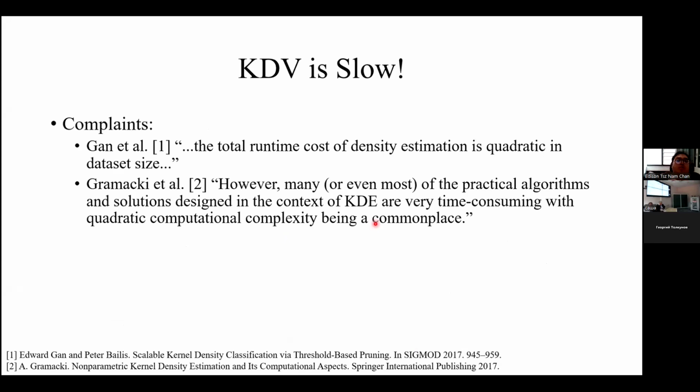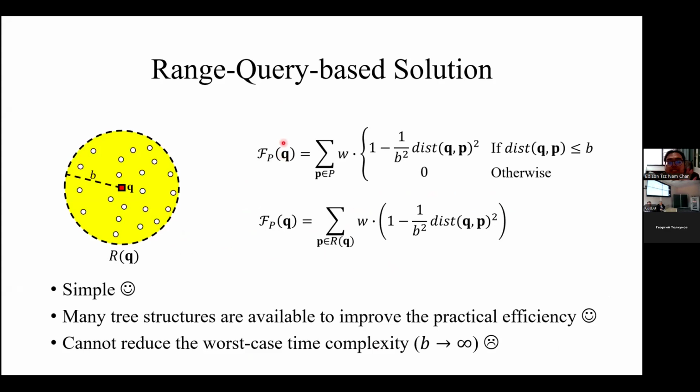So that's why there are so many complaints from the literature. For example, you can see the total runtime of density estimation is quadratic, and the practical algorithm, KDE, is very time consuming, with quadratic computational complexity being commonplace. So this is very, very slow.